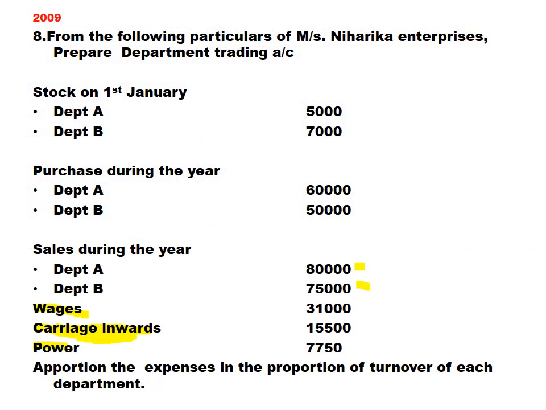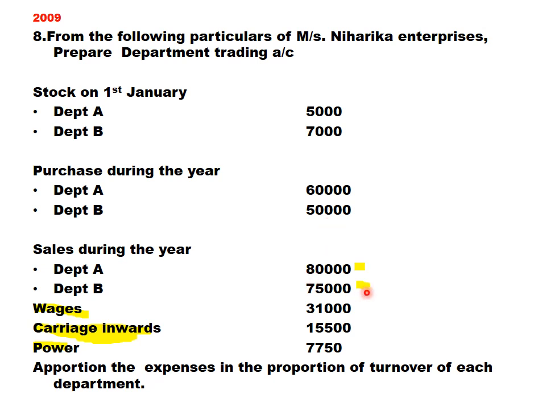From the following particulars of measures, Niharika Enterprises prepare departmental trading account. So students, first we have opening stock as on 1st January. No need to distribute the opening stock. They only have given separately for A and B. Purchases during the year, Department A 60, Department B 50,000. So the question of distribution will not arise.